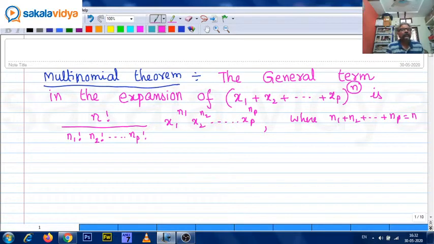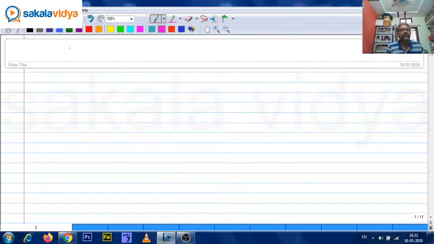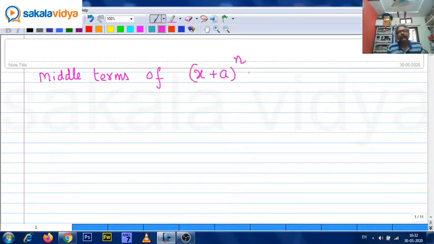So now we shall discuss next middle terms of (x plus a) whole to the power of n. Let's have a discussion on the middle terms of (x plus a) whole to the power of n.